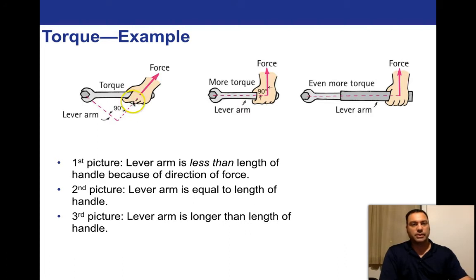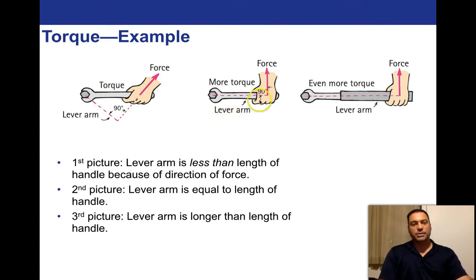So we have three pictures here. This is a gentleman using a wrench. He's got different angles on it. So when he pulls on it, this is at a 90-degree angle here, but it's not at 90 degrees to the wrench. Something like 45 degrees or whatever it is that he's actually pulling. It means he's not getting a direct pull on it. So he's not getting good torque on it. So in the first picture, the lever arm is less than the length of the handle because of the direction of force, right? So he's not actually pulling straight up and getting the maximum torque. So it's the same thing as not pulling it all the way at the end.